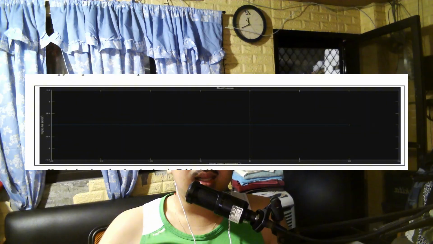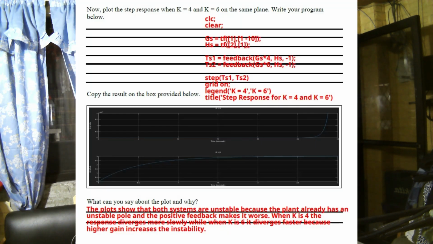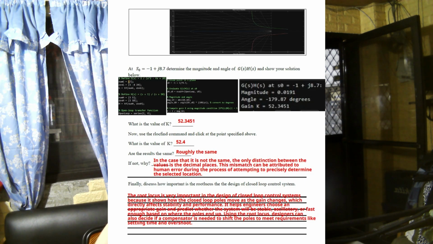I simulated the step response for k equals 4 and k equals 6 as well, and both responses diverged, confirming that the system remained unstable. The plot showed that increasing the gain caused the response to diverge faster, which illustrates how gain directly affects system stability.